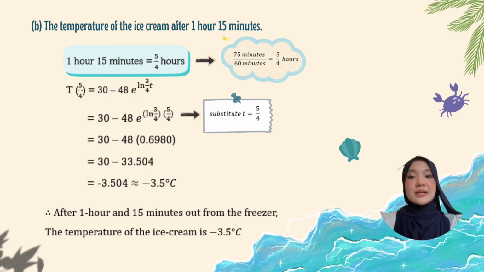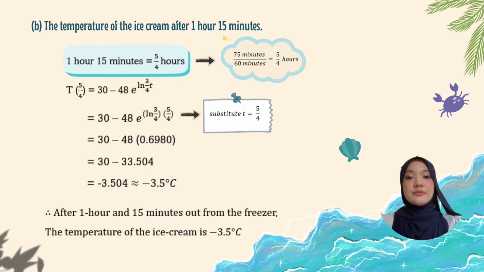For part B, we are required to find the temperature of the ice cream after 1 hour and 50 minutes. First, we convert the given time into hours. 1 hour and 50 minutes is equal to 110 minutes. Dividing by 60 minutes gives 11/6 hours. Next, we use the temperature function obtained earlier from Newton's law of cooling, which is T(t) equals 30 minus 48e to the power of (ln 3/4)t. Then, we substitute t equals 5/4 into the equation.